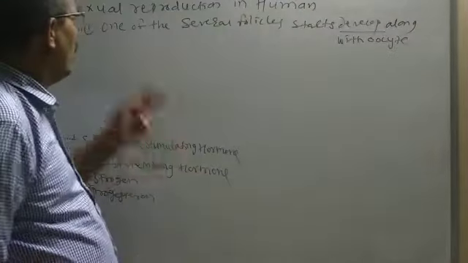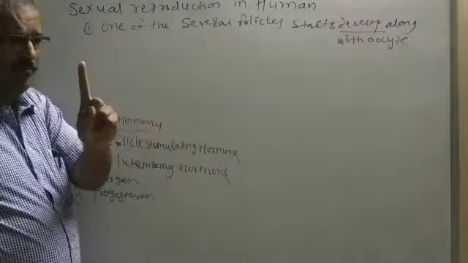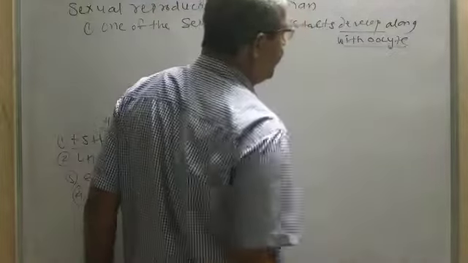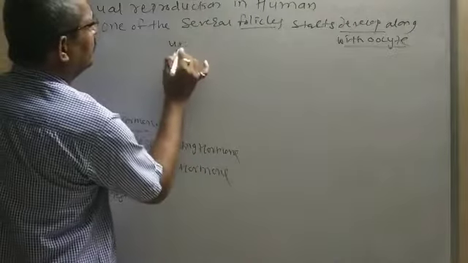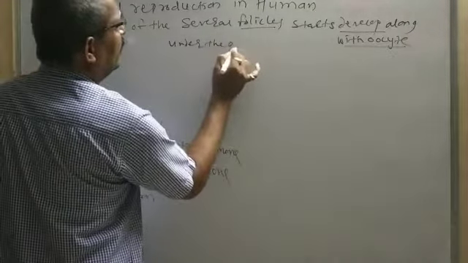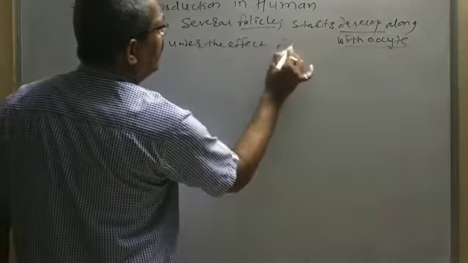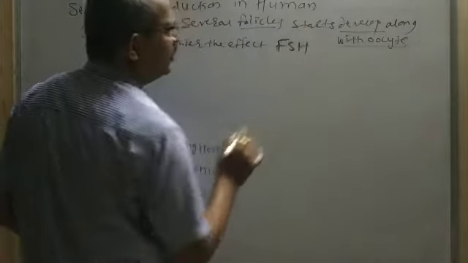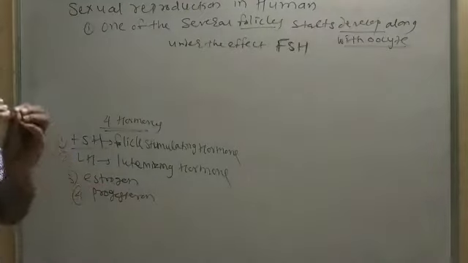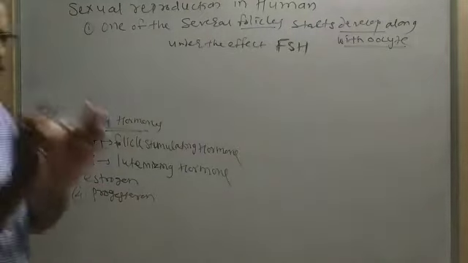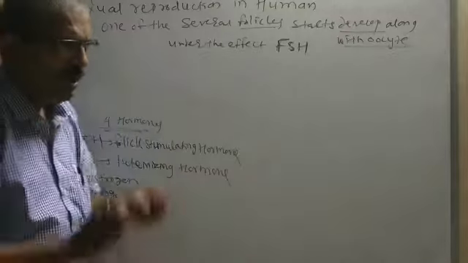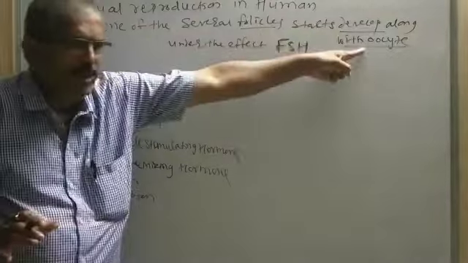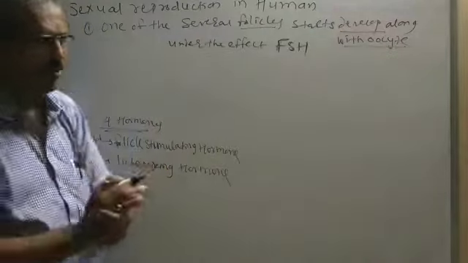One follicle starts to develop with the oocyte under the effect of FSH, meaning follicle stimulating hormone. When follicle stimulating hormone activates, one of the follicles along with the oocyte starts to develop.